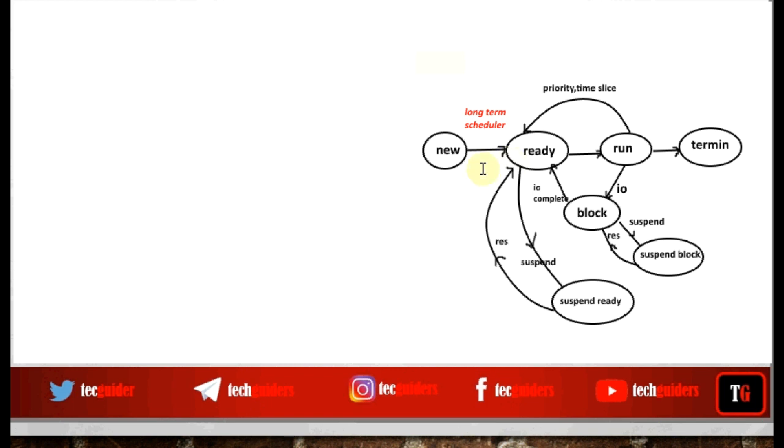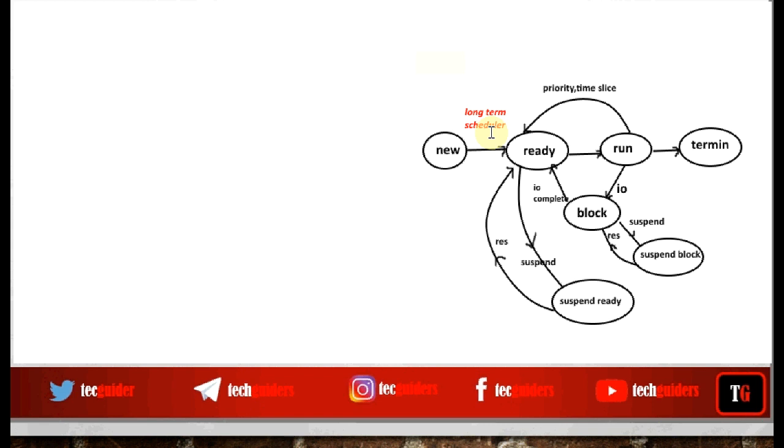This is the scheduler that picks up a particular number of processes to be loaded to the main memory for execution. And it is called the long-term scheduler because once a decision is taken to load a particular number of processes to the main memory, that decision usually lasts for a long time. So the scheduler need not take decisions very frequently, and hence it is called the long-term scheduler.